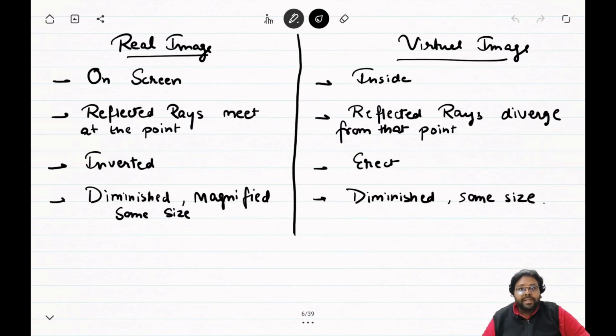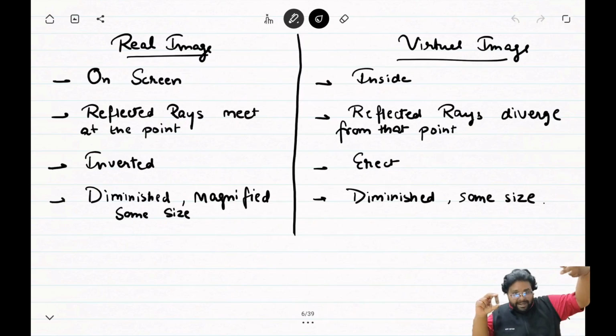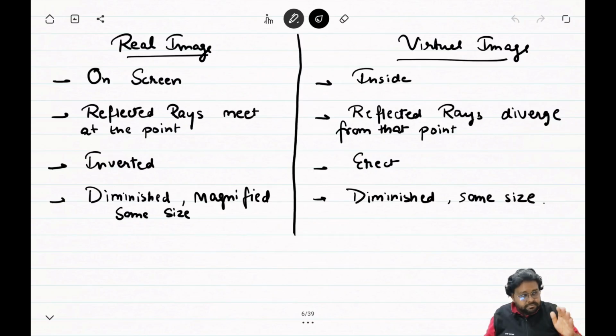A real image we obtain on a screen. That means if two lights are coming like this onto a mirror, after reflection they meet at a point in front of it. If I keep a screen here, the screen can be anything, like a wall, a particular page, or a copy. If light after reflection meets at that particular point, then the image formed is said to be a real image.